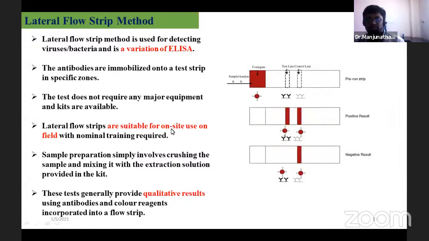The test does not require any major equipment. Lateral flow assays are suitable for on-site use. If you want to test in field conditions, you can use this method, especially for viruses. For example, you add the analyzed sample here. You should have the conjugate. Then it flows down. If it is positive, you get the red color in the control line as well as the test line. If it is negative, you only get the color indication in the control line. It is one of the qualitative estimations under field conditions.